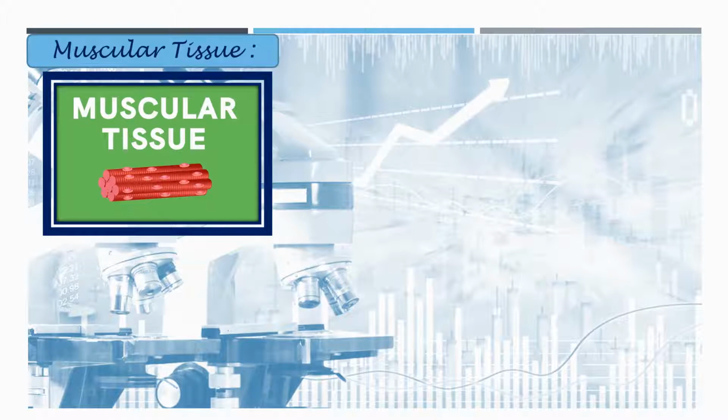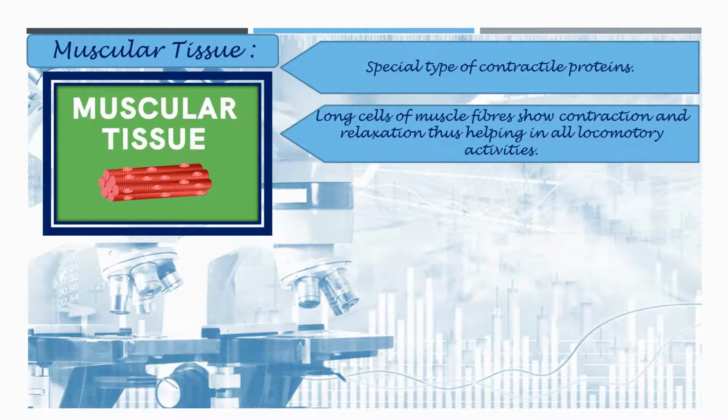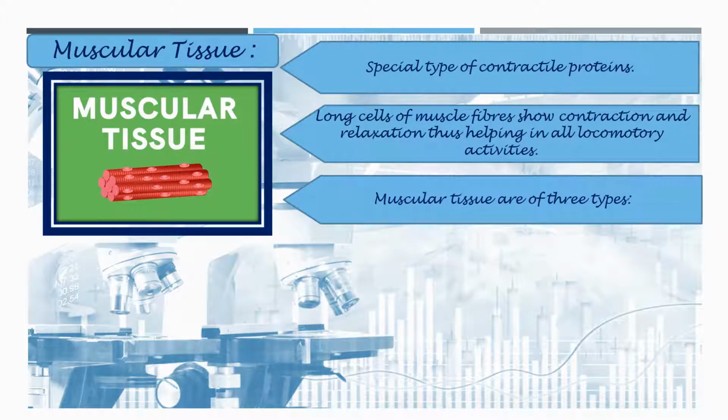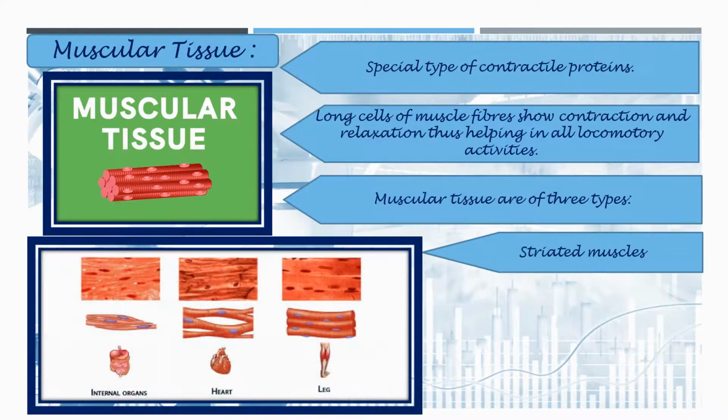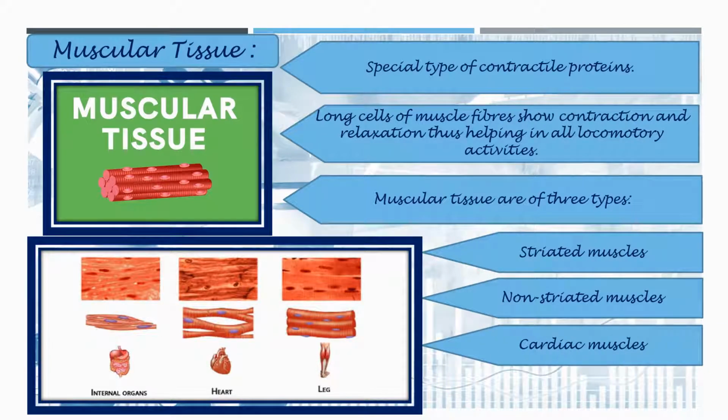Students, now let's understand muscular tissue. Muscular tissues are made up of a special type of contractile proteins which can undergo contraction and relaxation. The muscular tissue, made up of long cells called muscle fibers, shows contraction and relaxation, thus helping in all the locomotory activities. Muscular tissues are of three types: striated muscles, non-striated muscles, and cardiac muscles.